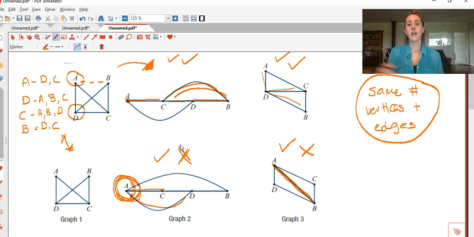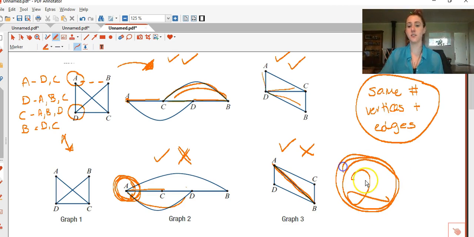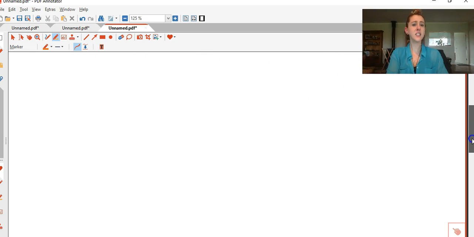So remember, there's 2 criteria that you need to justify. It's both that the number of vertices and edges is the same, but also that the information is the same. Okay, let's go down and let's start talking now about connected graphs and what that means.